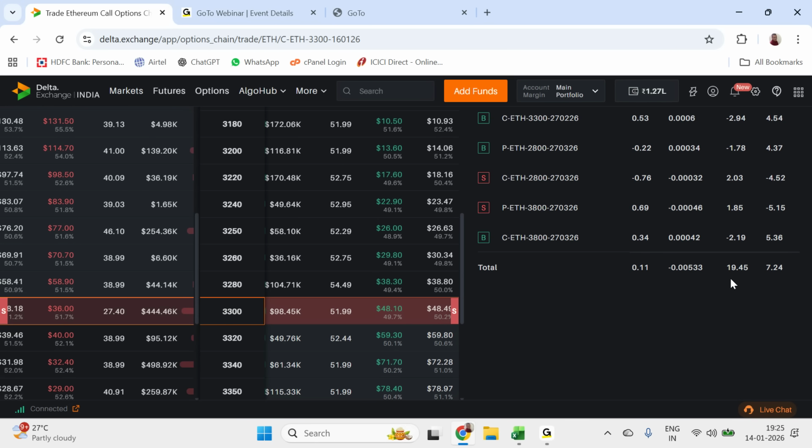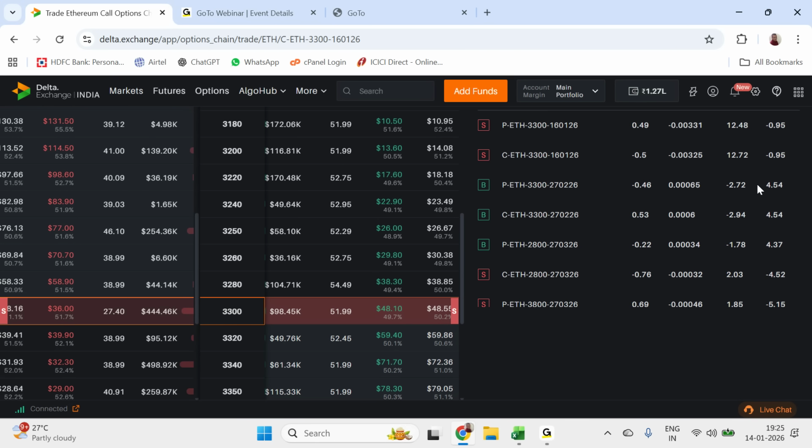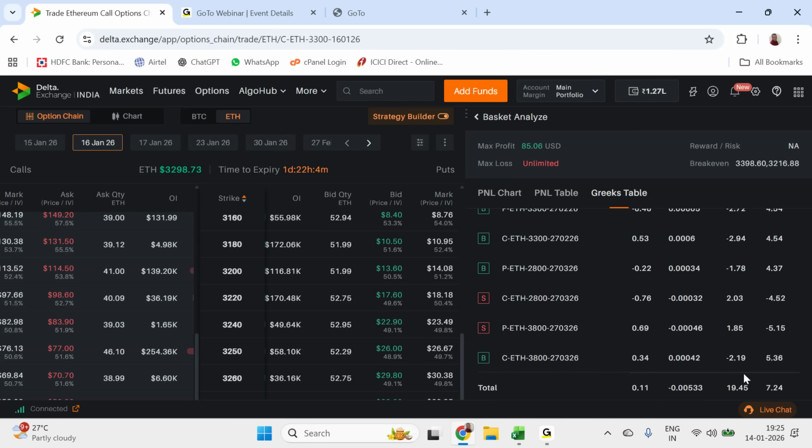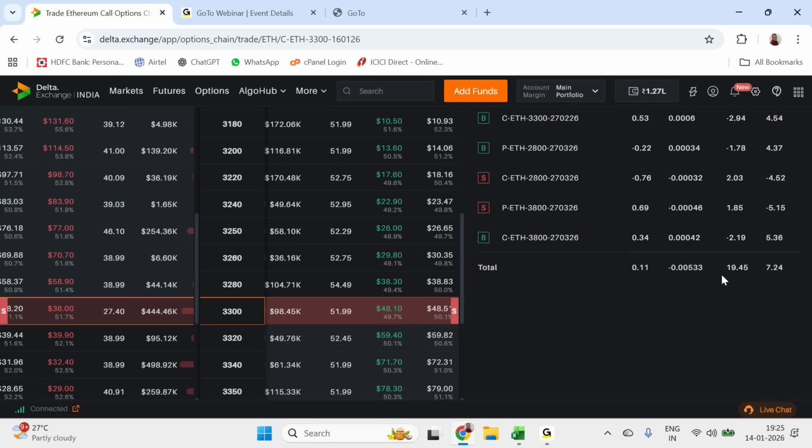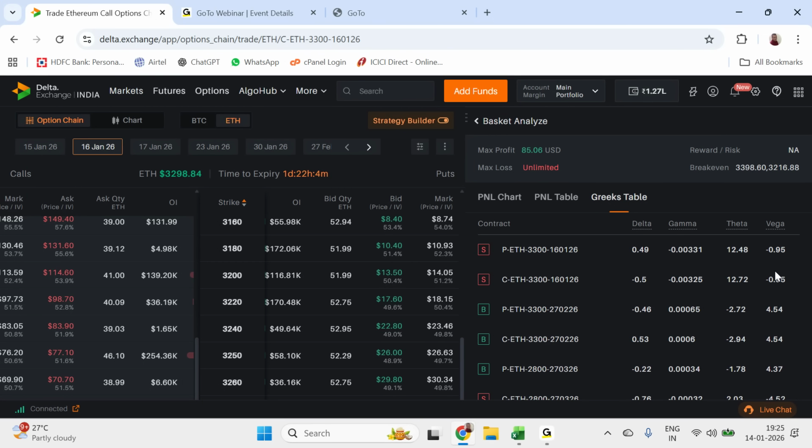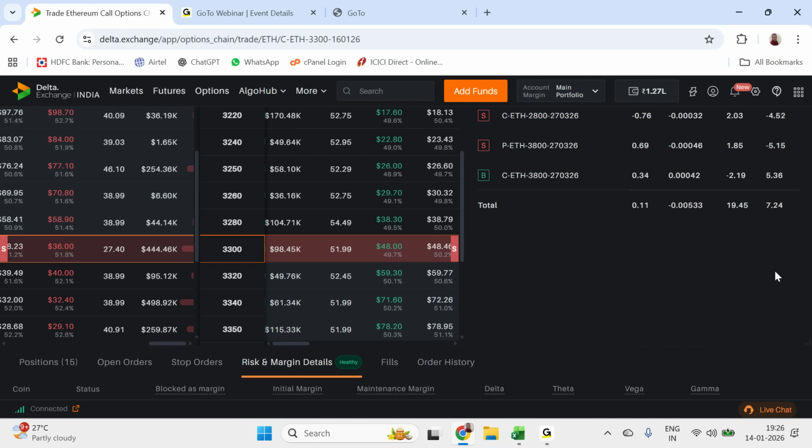That is if it is essential. But what happened here, we kept the theta as 19 above 5, and vega also positive. Vega positive, theta positive. One more interesting part is gamma. What is the gamma? The rate of change in delta. So gamma also is 0.00533.